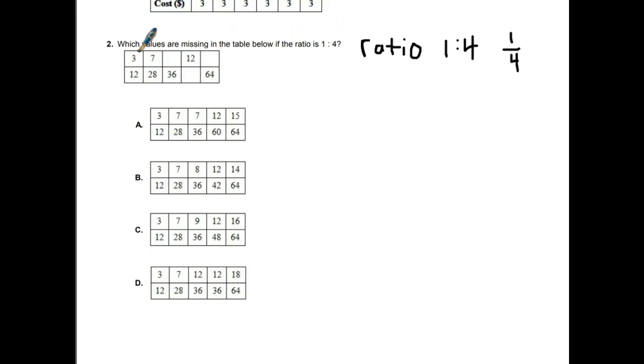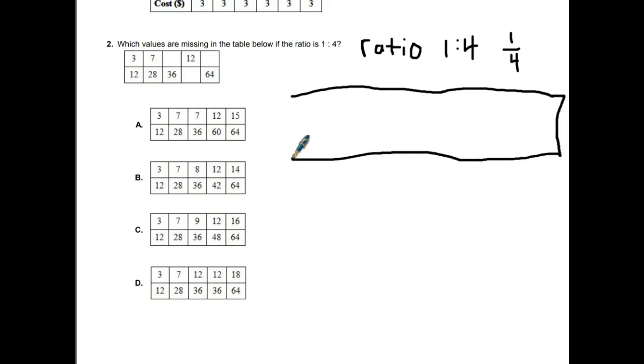So I have 3 to 12, 7 to 28. I don't have anything here. 12, got something missing here, and I have a number missing here, and then that's going to be 64. So we need to determine which one of those would be correct. And again, we're just going to recreate our chart and then decide which one would be correct.